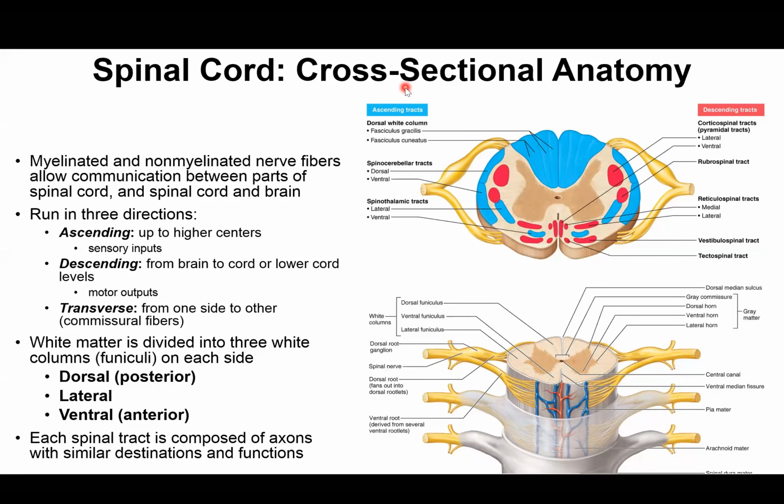So now that we've talked about gray matter in the spinal cord, we're going to move on to talking about the white matter in the spinal cord. In terms of white matter, both myelinated and non-myelinated nerve fibers allow communication between parts of the spinal cord and between parts of the spinal cord and the brain.